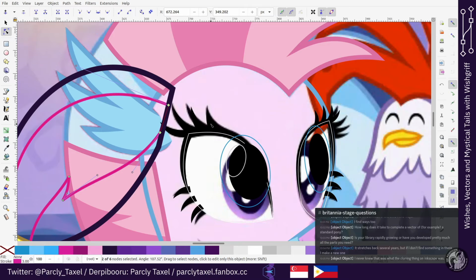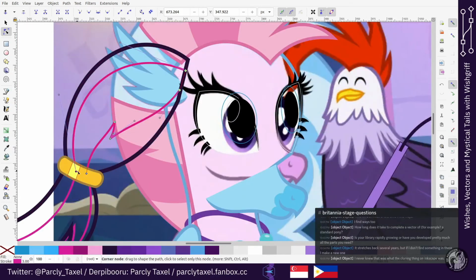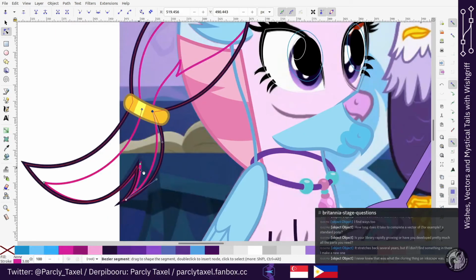Just to answer Eden's question in the chat, cloning is what you do when you press Ctrl D. It makes a new copy, and if the original changes, so does the copy.